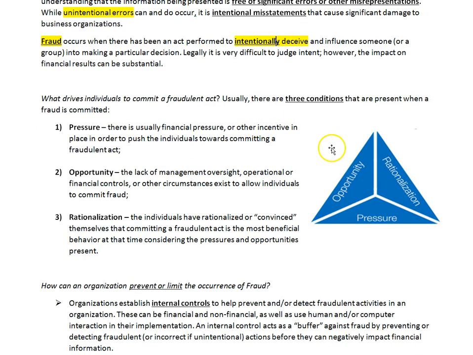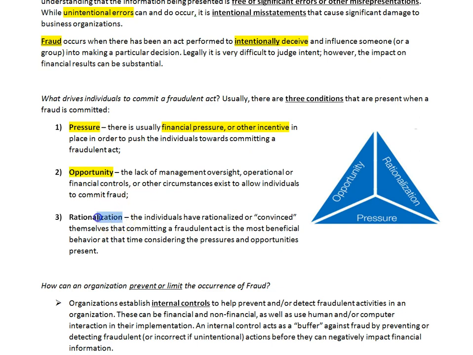There are 3 conditions. This is called the fraud triangle. So there's pressure. In order for someone to commit an unethical act, they usually have to have these 3 attributes. They have to be under some type of pressure or have other incentive, so they have a reason to commit the fraud. They have to have the opportunity to commit the fraud. Opportunity means they have to be in a high enough position, have authority over something, or take advantage of weak internal controls, but they have to have some type of opportunity to do it.